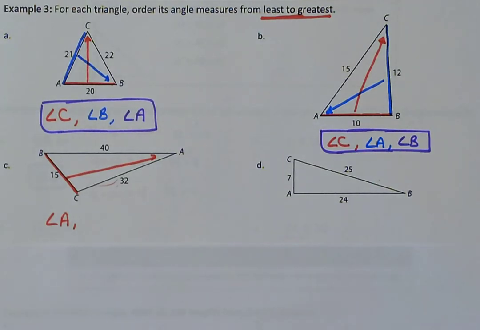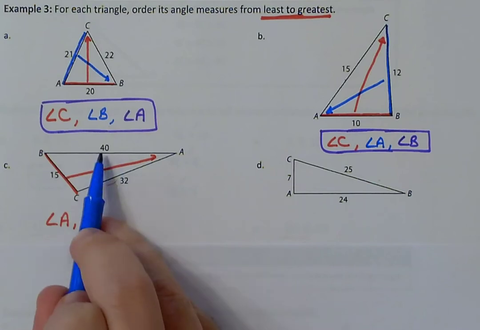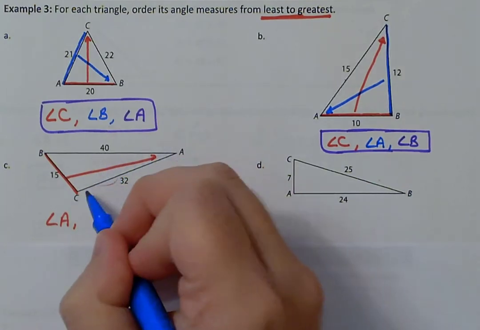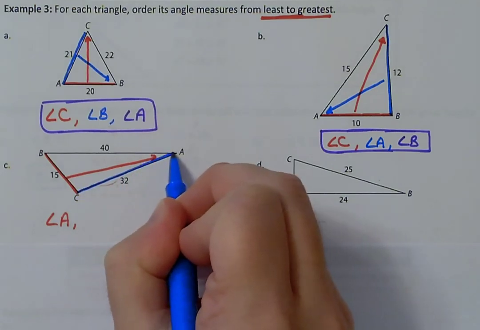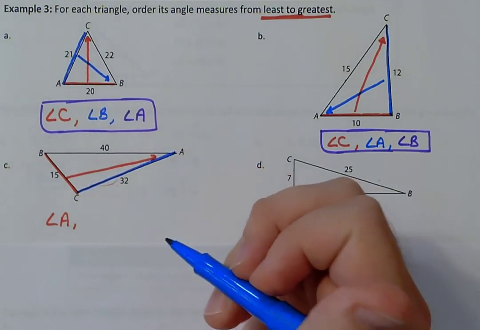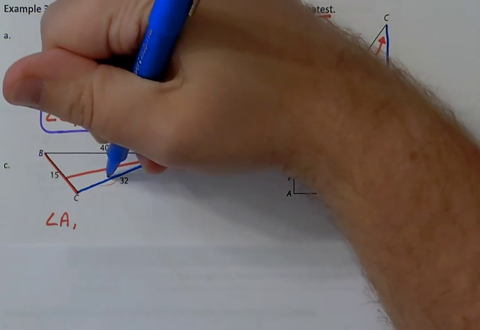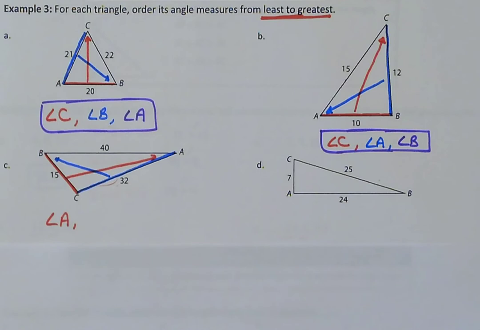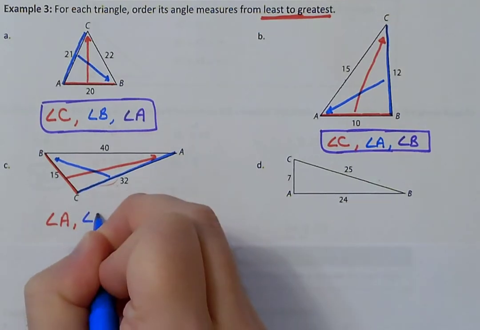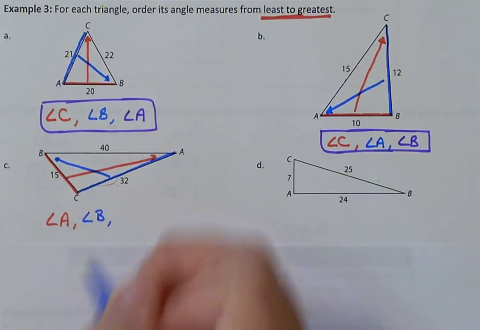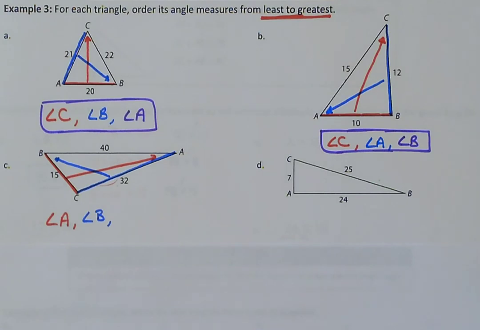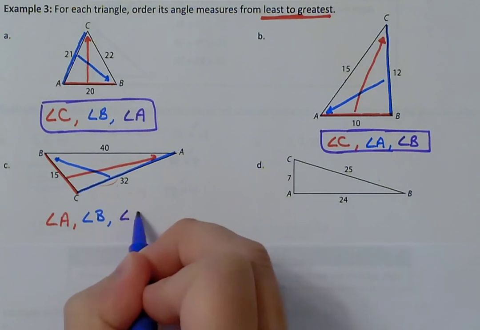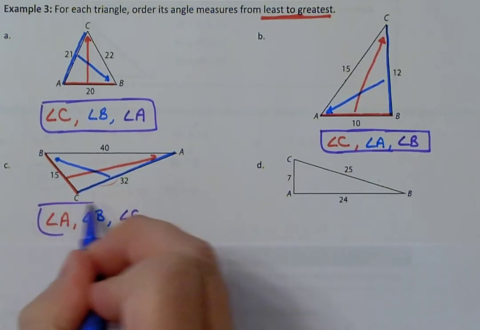Next, if we look between my last two, so 40 and 32, 32 is smaller than 40. So that means this is my next smallest side length. So the angle opposite would be angle B. So angle B is going to be my second one in my sequence. And because I've already used A and B, that means angle C is my largest angle.